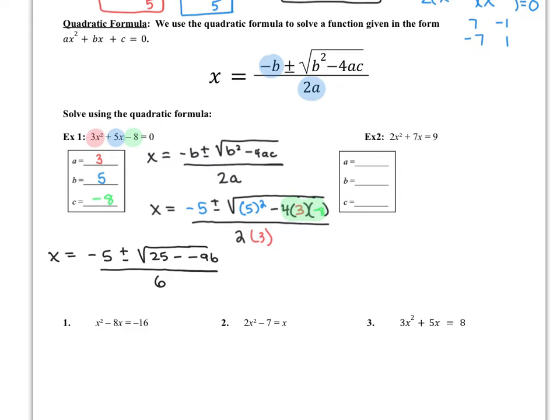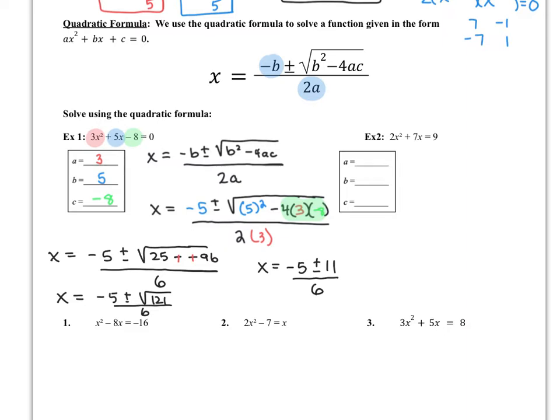Now inside my square root symbol, I can change opposite. So I'm going to go ahead and make that plus positive. And so now I'm going to add 25 and 96, which is going to get me 121. So now I've got x equals -5 plus or minus the square root of 121, all of that over 6. Now the square root of 121 is 11. And the reason this is plus or minus is because, remember, all numbers have two square roots. They have a positive version and a negative version. So I'm going to write this as x equals -5 plus or minus 11, all over 6.